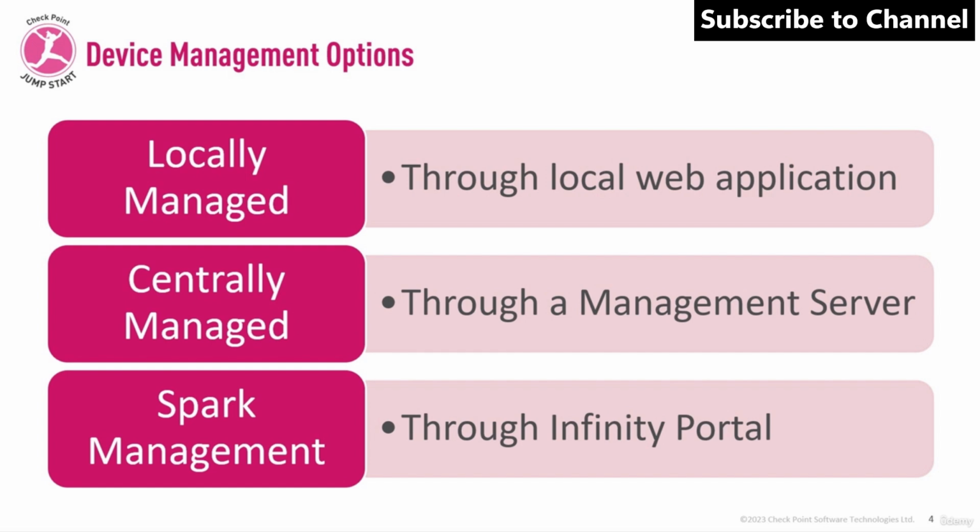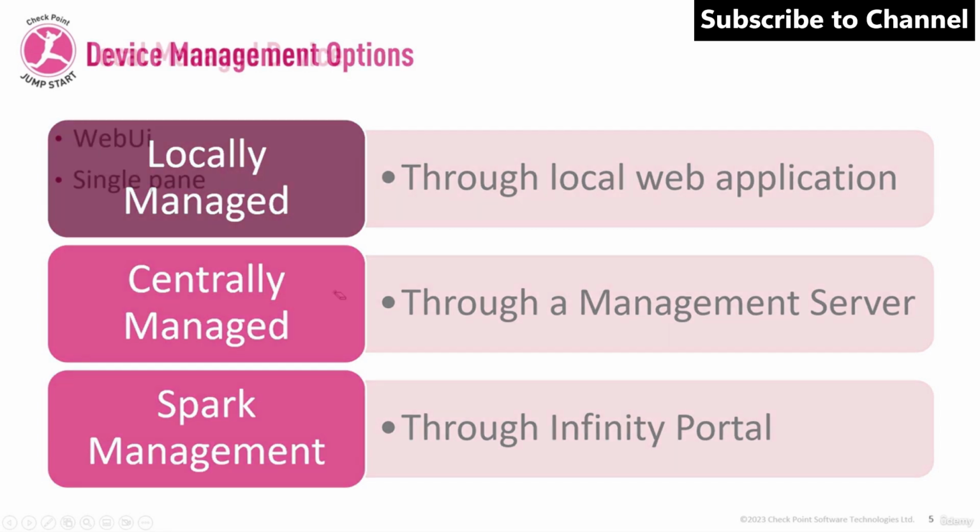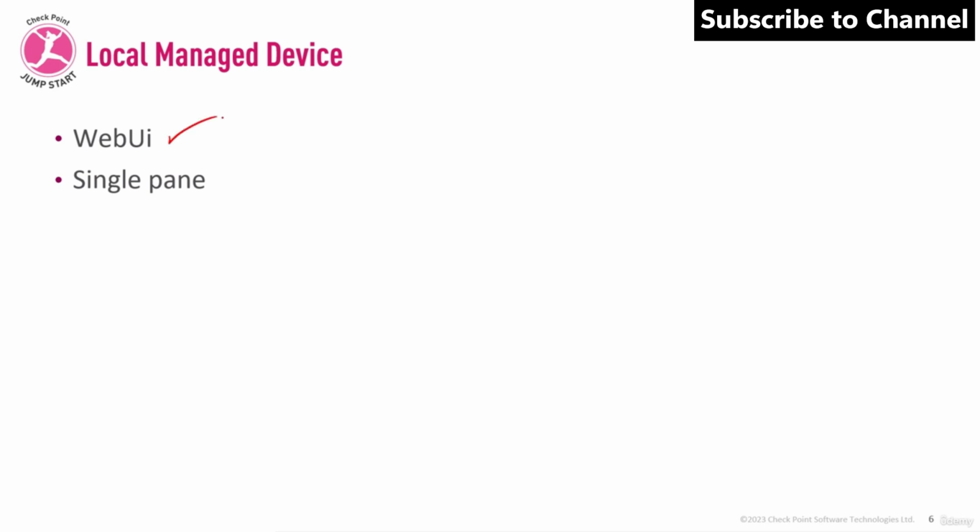The third option is the Spark Management, which you'll use if you are operating at a much larger scale. So you have dozens or hundreds of Quantum Spark gateways and you want to manage them all. So it's a beautiful feature. However, in this video, we'll show you how to set up the locally managed Quantum Spark. For the locally managed device, you only need the web UI, so it's a single pane to do everything, manage the device and the security policy. So if you have a single device, this is a great option for you.